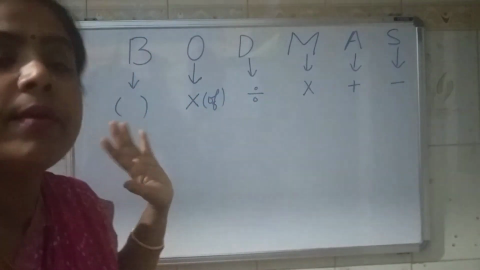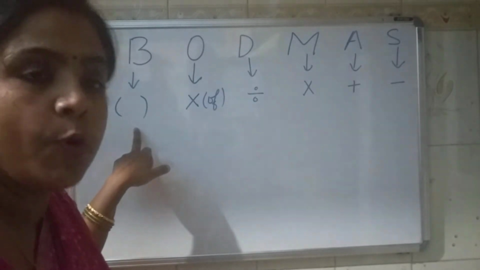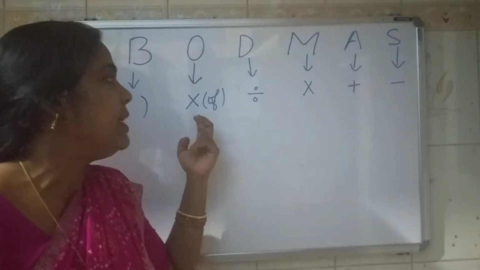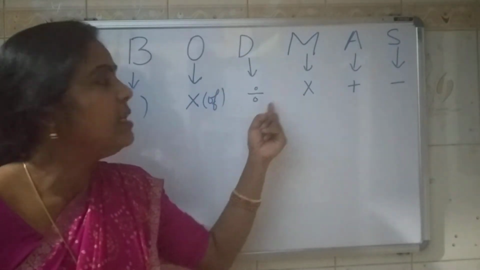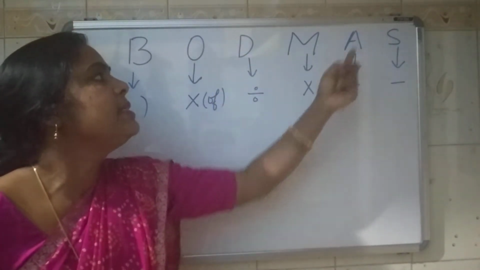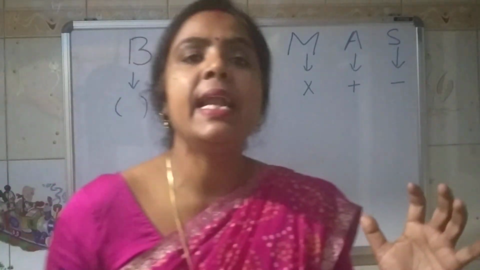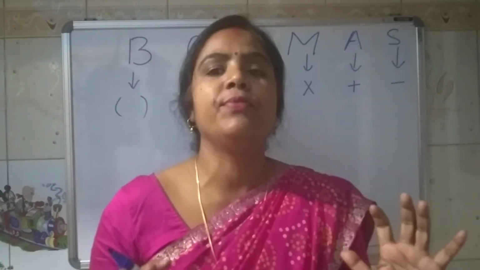So the first operation we have to do is open the bracket, then find out the off, that is multiply, then divide the number, then multiply, and add it and subtract it. You can easily understand this by taking any one example.